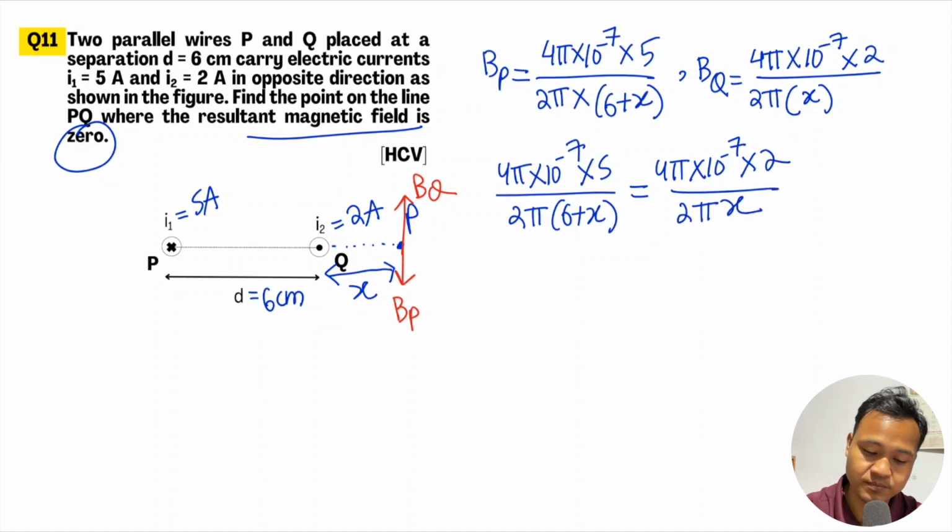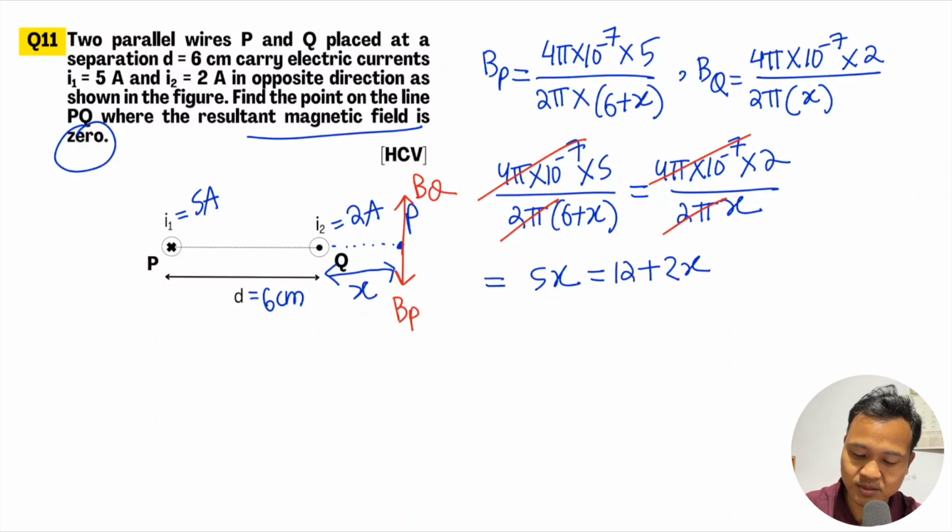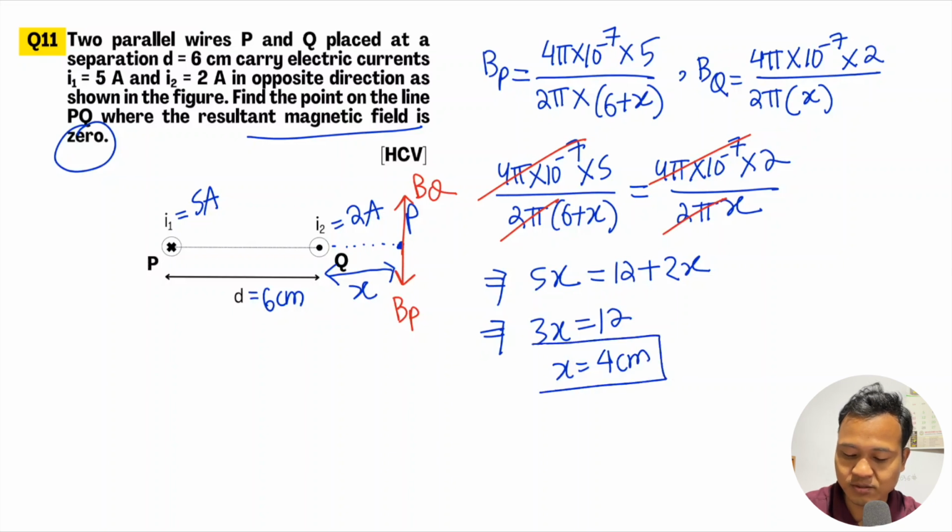Okay, you solve this one. So everything gets cancelled out. So remaining is 5x should be equal to 12 plus 2x. Okay, so 3x is equal to 12. So therefore x is equal to 4 centimeter. So this is your answer.